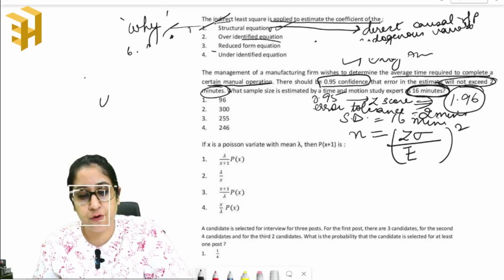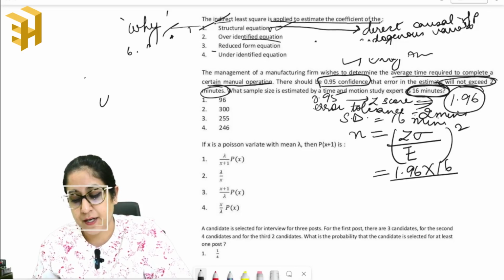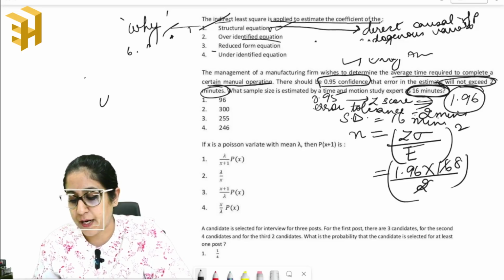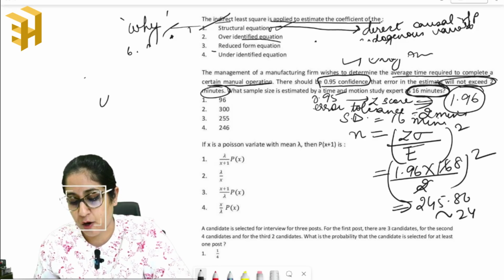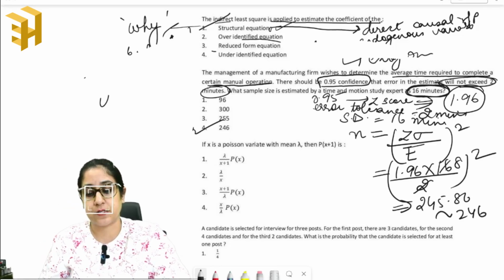So the Z score we know is 1.96, the standard deviation we know is 16, divided by the error tolerance, which we know is 2, the whole squared. It will come out to be 245.86, approximately 246, which is the answer in this case.